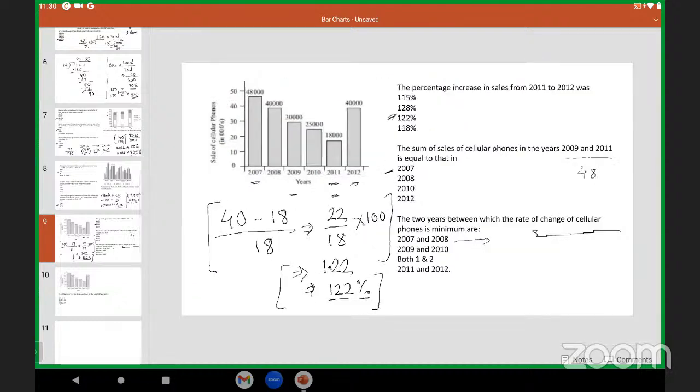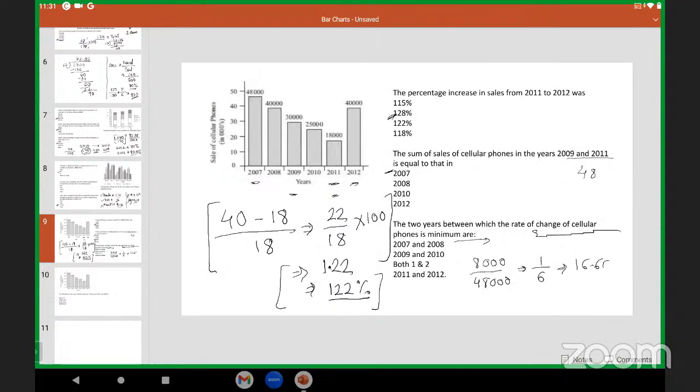So the change is 8,000 upon 48,000. So this is nothing but 1 upon 6. So that is 16.6%. Fine. So now 2009 and 10. So for 2009 and 10, again 5,000 is the change. So what we'll do, that is 5 upon 30. So that is again 1 by 6. So it will also be 16.66.